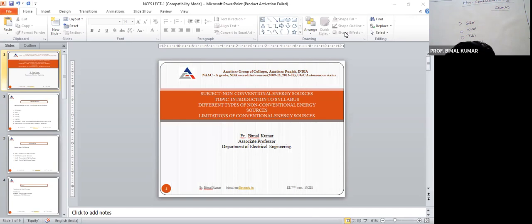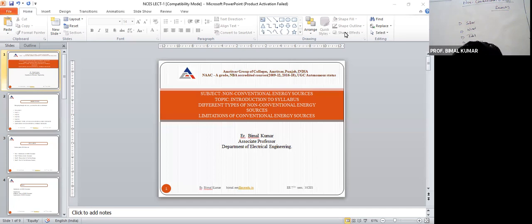And in this lecture, I will give you a brief introduction regarding the syllabus, and after that, we will discuss some different types of non-conventional energy sources and the limitations of the conventional types of energy sources. That means why we need these non-conventional energy sources.